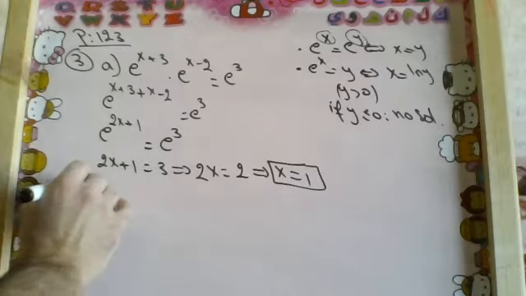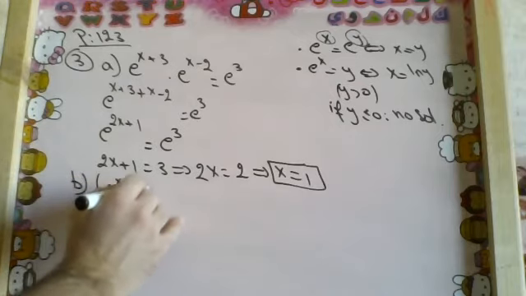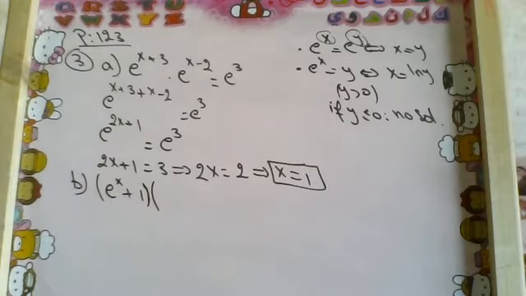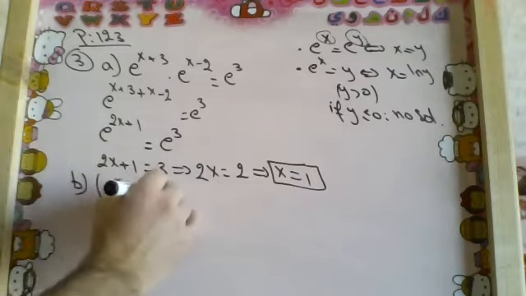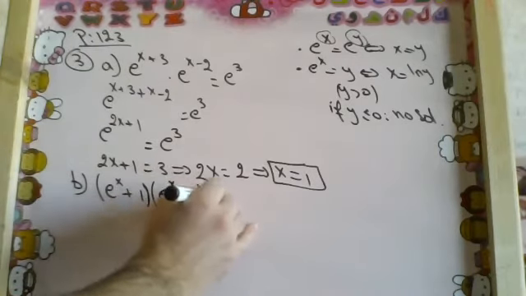Part B. e power x plus 1 times e power x minus 2 is equal to 0.